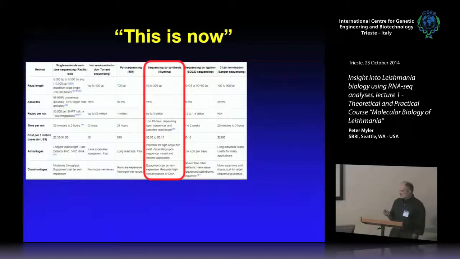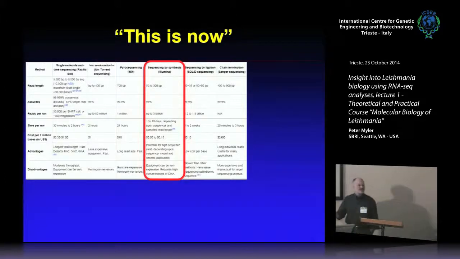So with Illumina sequencing, you do relatively short reads. Now you can do up to 300 base pairs, perhaps even a little longer. It's pretty accurate. The big advantage is you can get, let's say, 3 billion reads per run. So on a single machine, you can get 3 billion reads. That's a lot of reads.